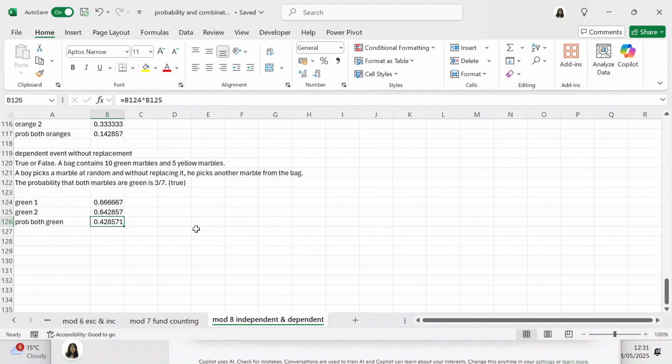And so that concludes this list of questions where we've gone over the code for independent without replacement, independent with replacement, and dependent without replacement probabilities. So we've gone through quite a few questions to give you an idea of how to do it. So that concludes this video, and that concludes all the questions that we've gone over.